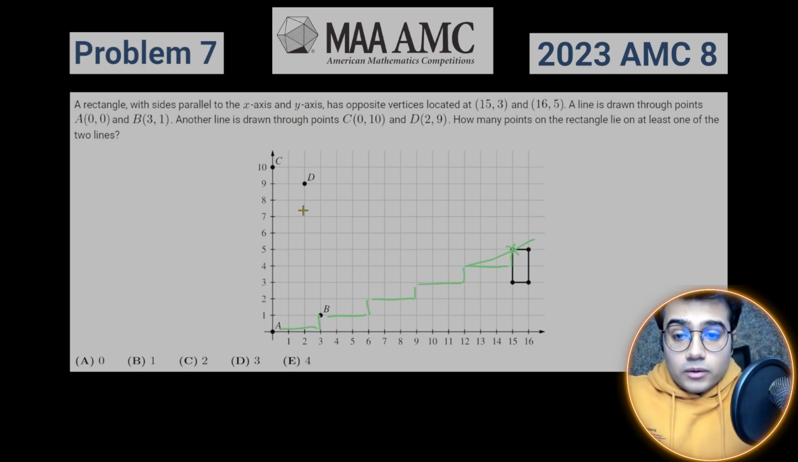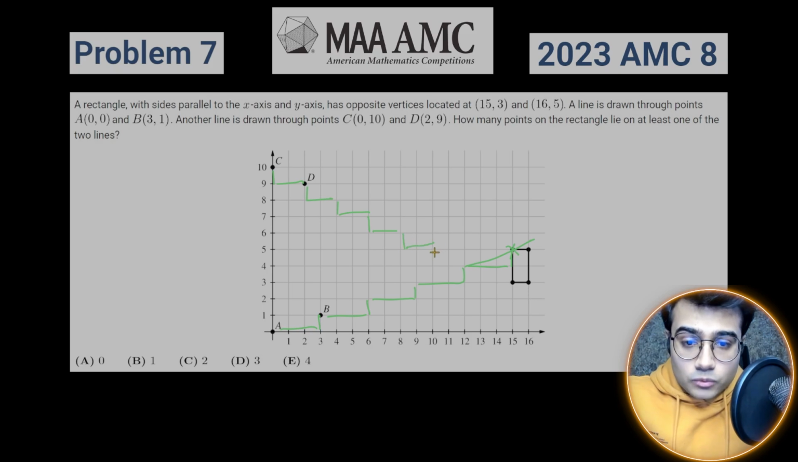Okay, let's continue the line CD. So CD is going 1 down and 2 across. So if we keep going just like that, we will see that it barely misses the rectangle. So it's going to pass like this through these 2 points, and it's not going to cut the rectangle. So out of these 2 lines, we only have 1 point of intersection with the rectangle. So the answer is going to be B.